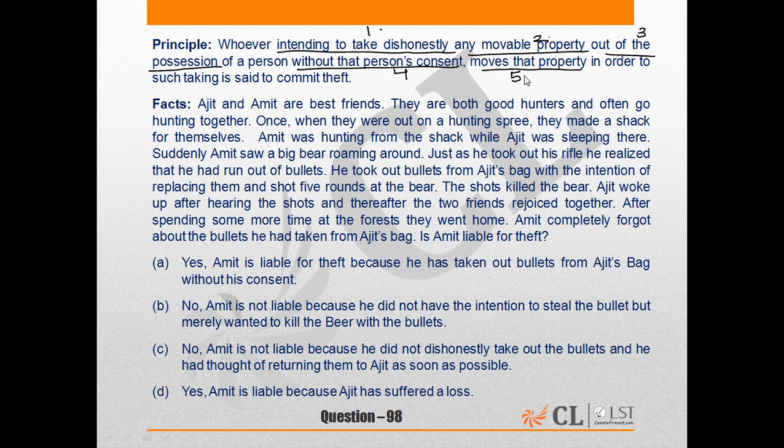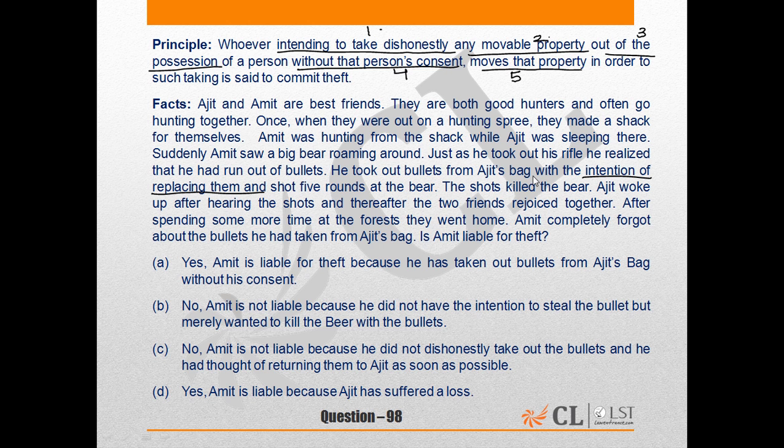Now what do the facts say? Ajit and Amit are best friends. They're both good hunters and often go hunting together. Once, when they were out on a hunting spree, they made a shack for themselves. Amit was hunting from the shack while Ajit was sleeping there. Suddenly, Amit saw a big bear roaming around. Just as he took out his rifle, he realized that he had run out of bullets. So he took out the bullets from Ajit's bag with the intention of replacing them and shot 5 rounds at the bear. So we can see that he did not have a dishonest intention. He had the intention of replacing it back.